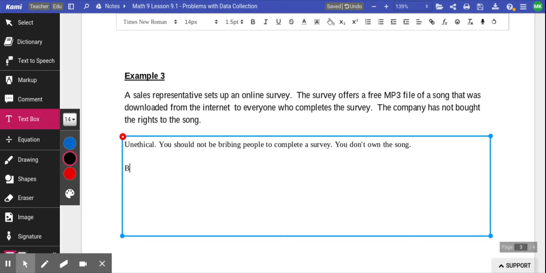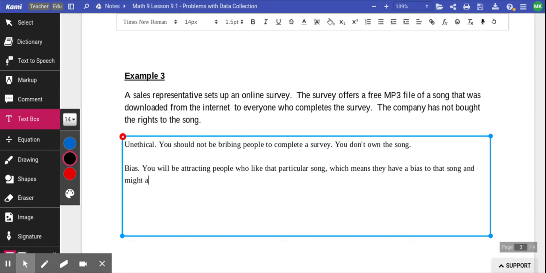The other big issue is this has bias to it. So you will be attracting people who like that particular song, which means they have a bias to that song and might also have a bias to your question. So for instance, if I'm going to offer free hockey tickets if you come and answer my survey, then what I've done is I've collected hockey fans to come and answer my questions. And those people have a bias because they're a group of people that all have something of interest.